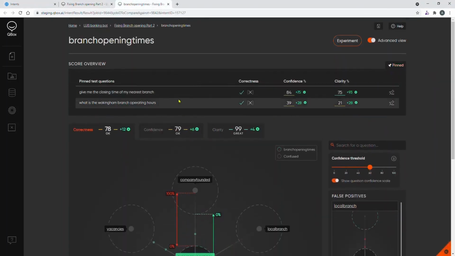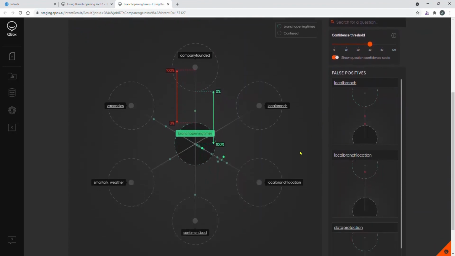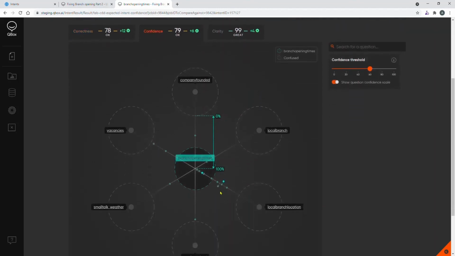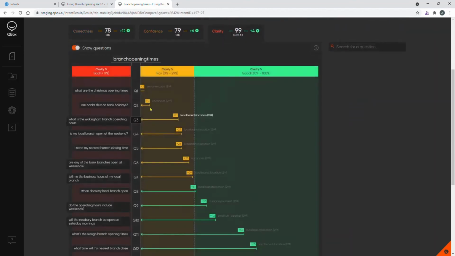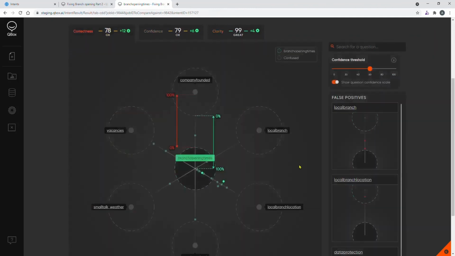So the pinned questions are now correct and with fairly good confidence and clarity. Down on the correctness distribution graph, all utterances are now in green, so correctness has been fixed for all of these. Confidence and clarity could have some improvements later on in the improvement process, but for now we can say this intent has been fixed.